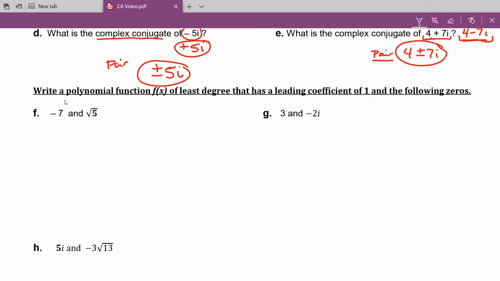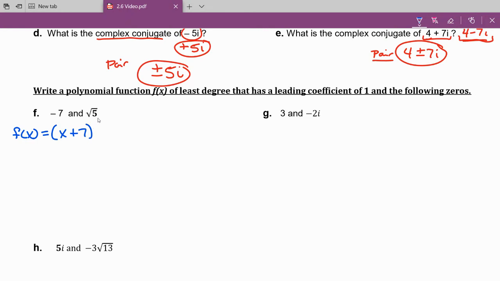All right, so the negative 7 is a rational number. Rational numbers do not have conjugates. So when I'm writing this polynomial f of x in factored form, it's going to be x minus the negative 7, which is going to make this positive 7. So the root of negative 7 is going to come from a factor of x plus 7.